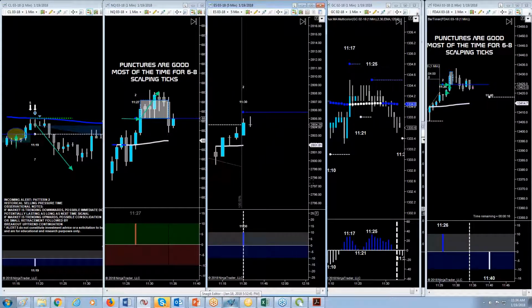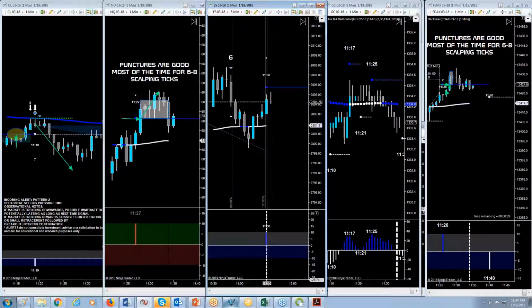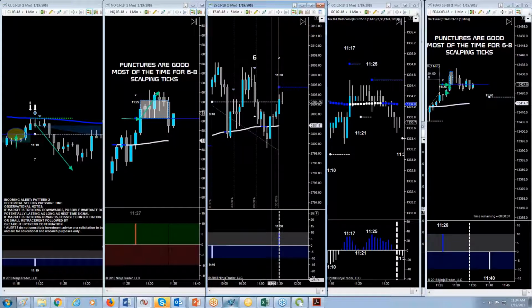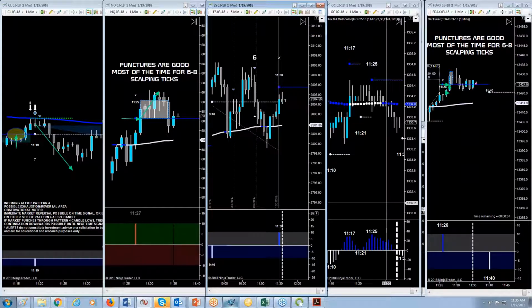ES at 11:30 has a selling pressure signal right here. There is no immediate high for a stop run, so there's no counter trend setup right here.